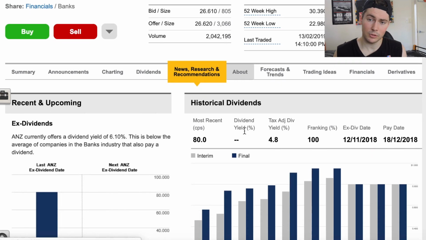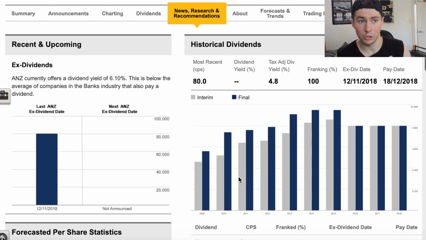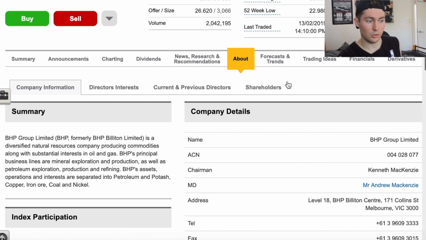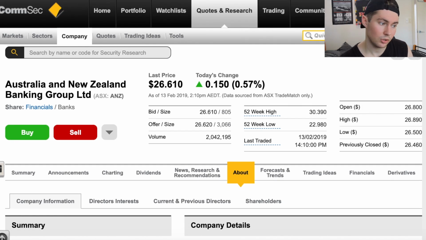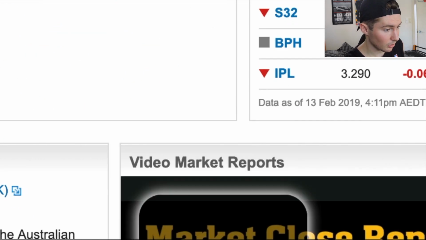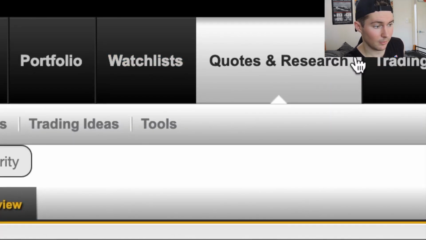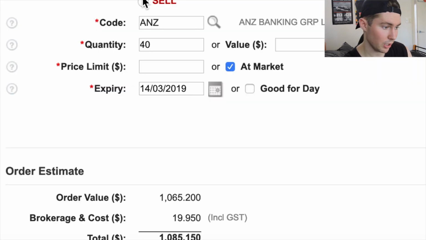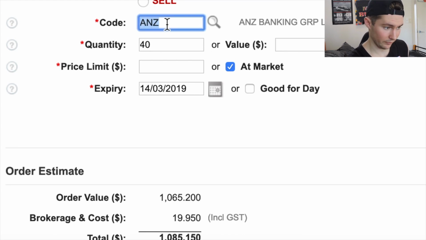I'd recommend using Commsec as a tool for long-term investing. So if you want to invest in some of the Aussie banks so you can get consistent growth in the future, that might be a good tool for you. The last thing I will just say about Commsec is that when you're buying and selling, you essentially go over to this trading tab, buy or sell, you put in the code, so ANZ or whatever.